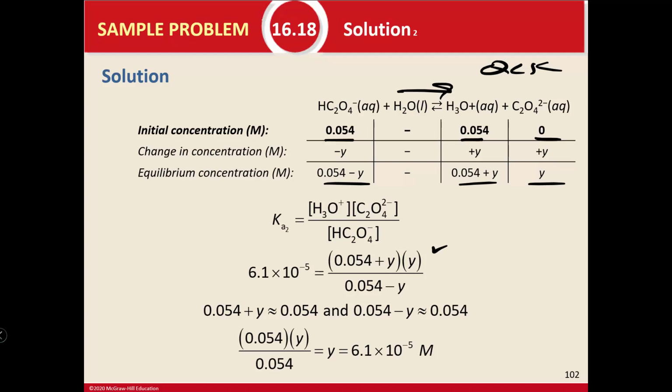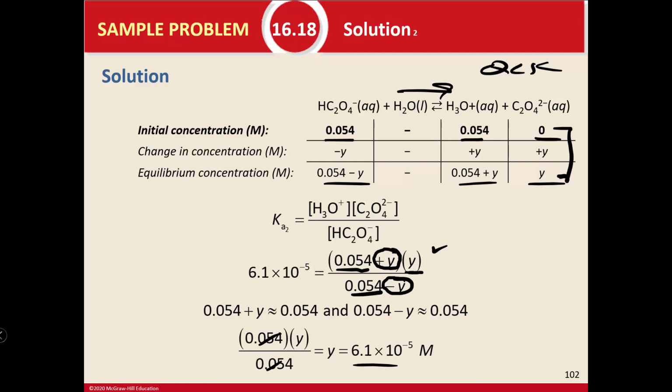Now, we're going to make some approximations here. We're going to assume this Y is negligible compared to that concentration. This Y cannot be canceled out because any change from 0 to Y is significant. Oh, this makes it real easy, right? Because now what you have is Y times 0.054 divided by 0.054. Those cancel out, and Y equals the acid ionization constant for the second reaction.